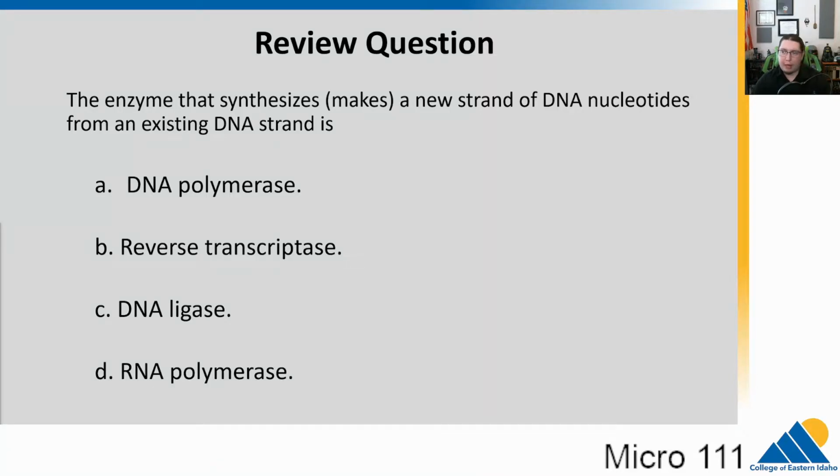All right, welcome back. We're into 8.3. Let's start with a little review. So the enzyme that synthesizes, that's a fancy word for makes, a new strand of DNA nucleotides from an existing DNA strand is called A, DNA polymerase, B, reverse transcriptase, C, DNA ligase, or D, RNA polymerase. Go ahead and pause the video, think about that.